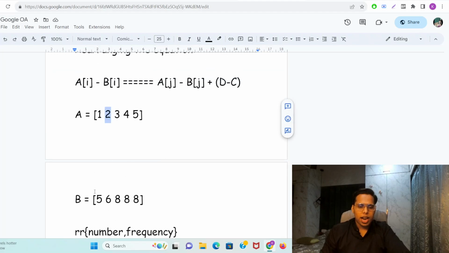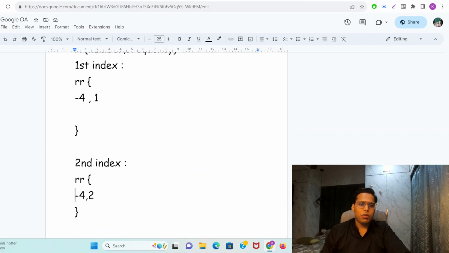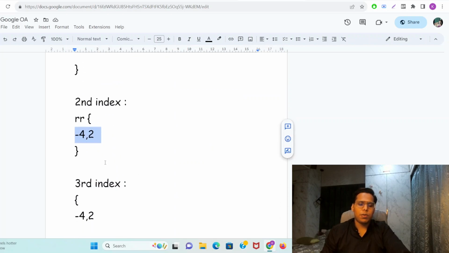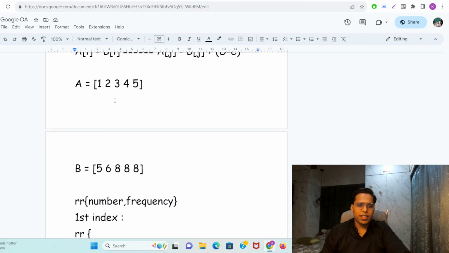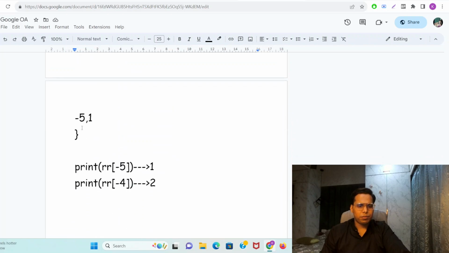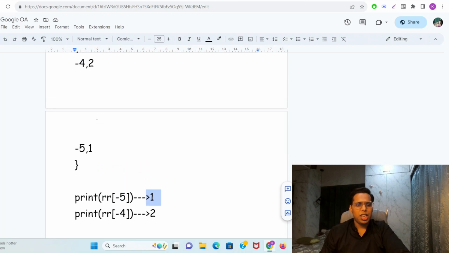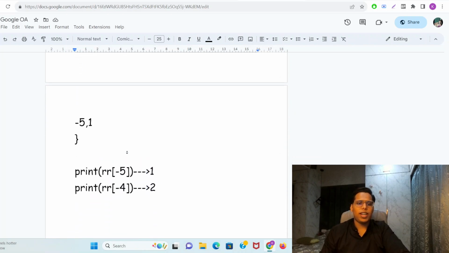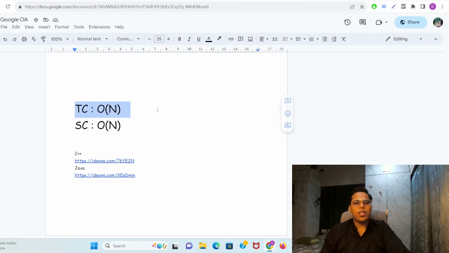If you go to the second number, 2 and 6, it will be 2 minus 6, which is minus 4. So minus 4 is now coming two times. At the second index, the hash map looks like this. At the third index, 3 comma 8, it will be 3 minus 8, which is minus 5. Minus 5 will come one time. If you print the map of minus 5, it will give you how many times minus 5 is coming: 1. If you print the map of minus 4, it will tell you how many times minus 4 is coming: 2. Time complexity O of n, space complexity O of n, and the job is done.